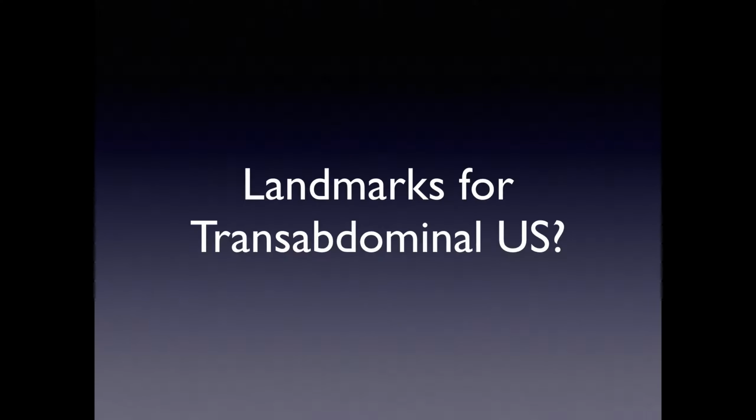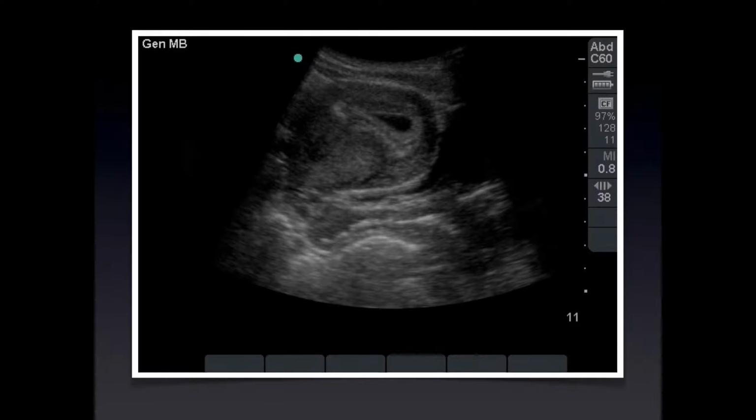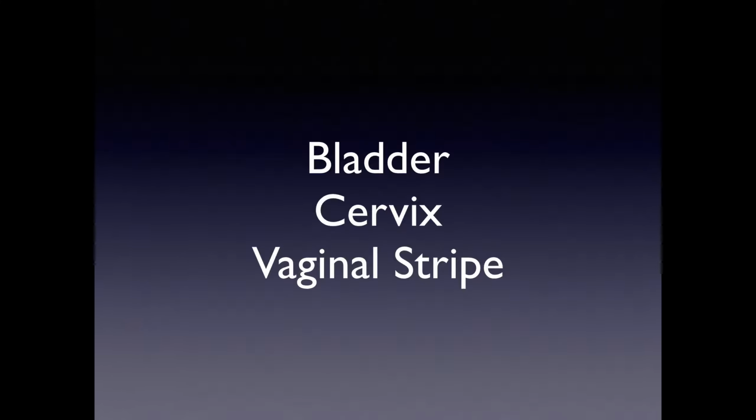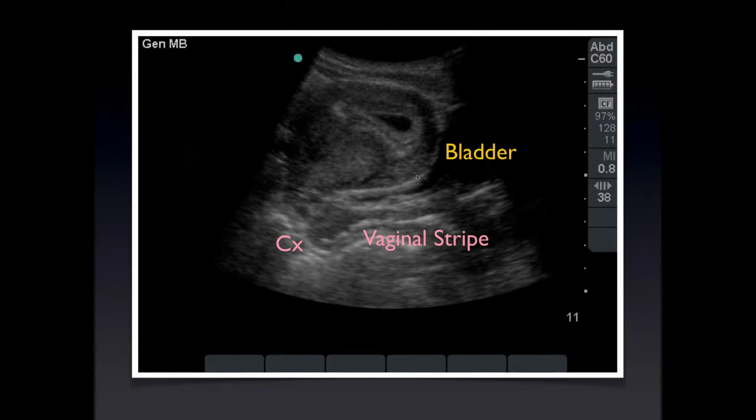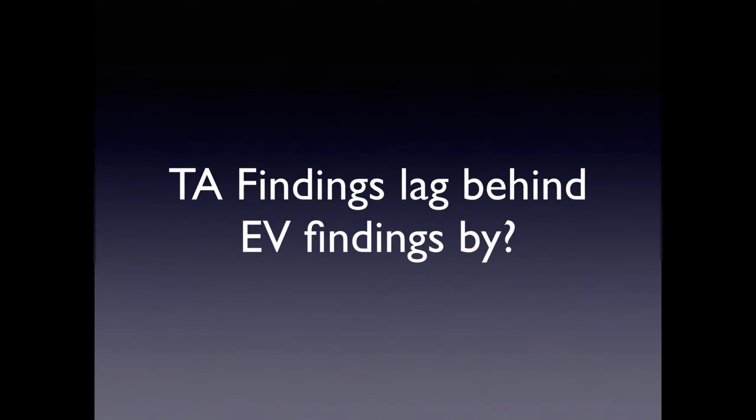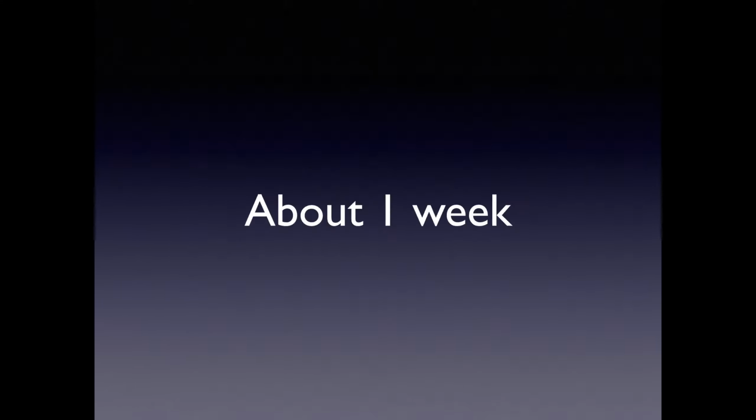Reviewing some landmarks for transabdominal ultrasound. We're looking for the bladder, cervix, and vaginal stripe. Bladder here, and an anteverted uterus. Cervix, again the connection of the cervix to the fundus identifies this as the fundus, and then the vaginal stripe here. Transabdominal findings lag behind endovaginal findings by about 1 week.